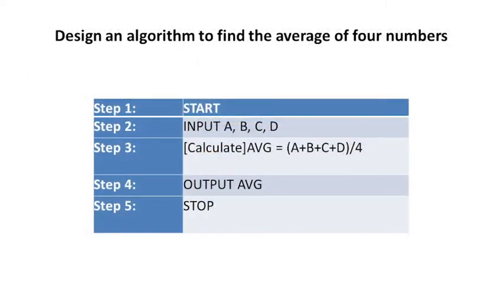In the above example, we used the equal symbol that represents the assignment operator. Next example is to design the algorithm to find the average of four numbers. The first step is start. The second step is input, since four numbers means we need to give four input values A, B, C, D. Third step is calculate the average. Average equals A plus B plus C plus D divided by 4. Step 4 is output average. And step 5 is stop.